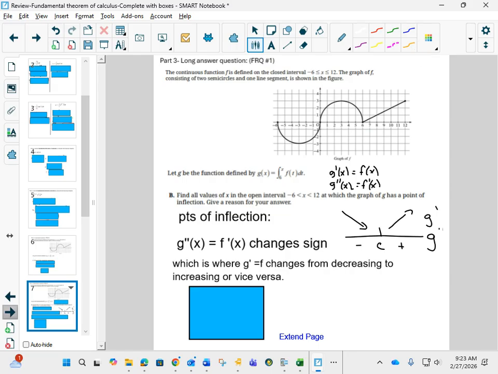Now g double prime is f prime and g prime is f. So do we have any places where f changes from increasing to decreasing or vice versa? Yes. F right here at -3. It's going down, then going up. Then also here at +3, it's going up, then going down. And then at 6, it's going down, then going up.